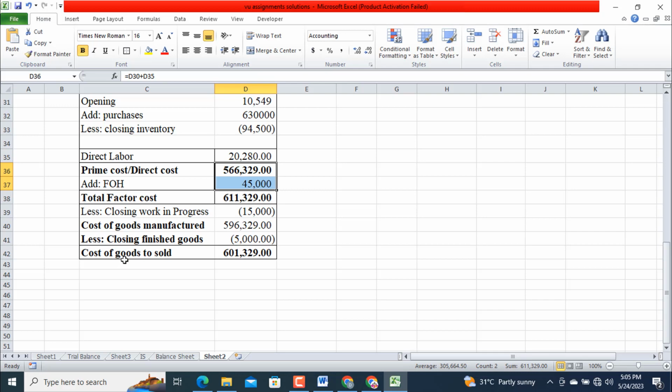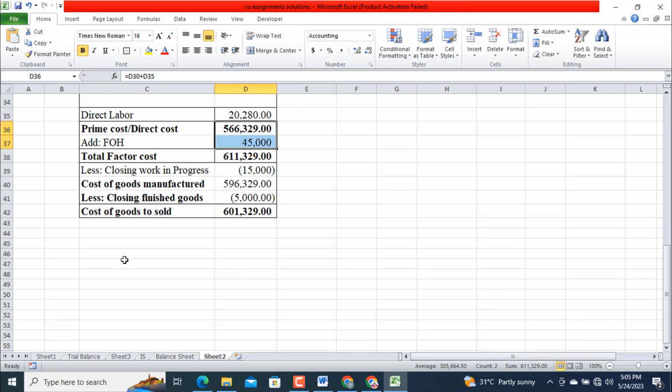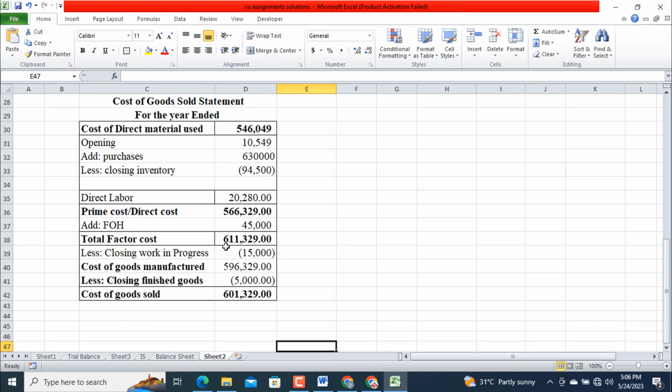596,329. After that, we again don't have a beginning or opening balance regarding the finished goods or any other additional information. We have only the closing finished goods, so we are going to less this from this amount, 596,329 minus 5,000. So finally we have the figure of cost of goods sold.